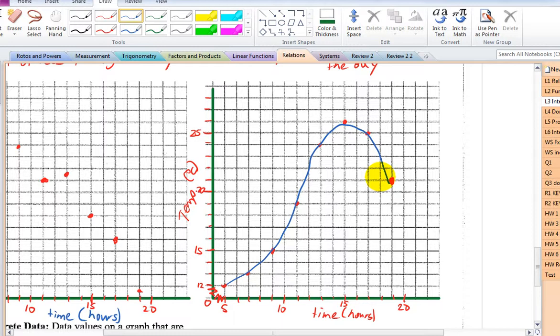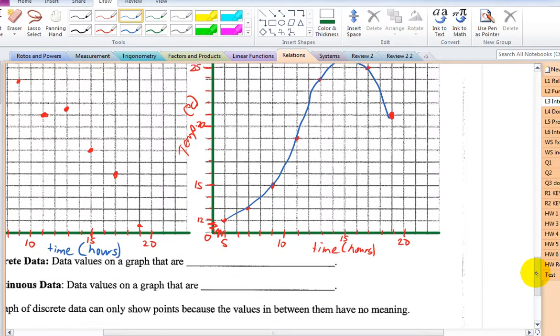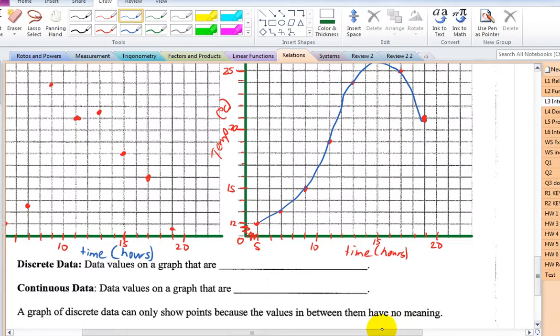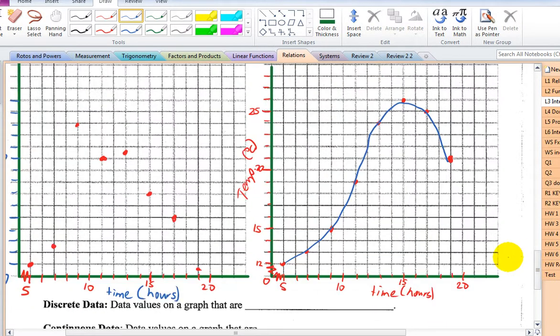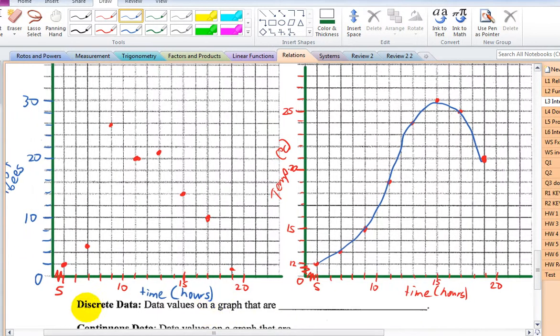Okay. So we have two different types of graph. We have two different types of data. We have discrete data on the left. Okay. On the left is discrete data. Data values on a graph that are whole numbers.